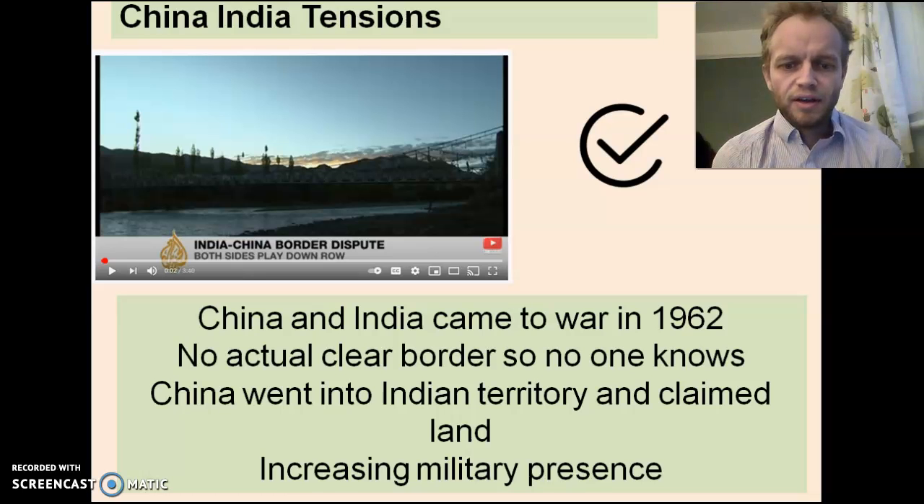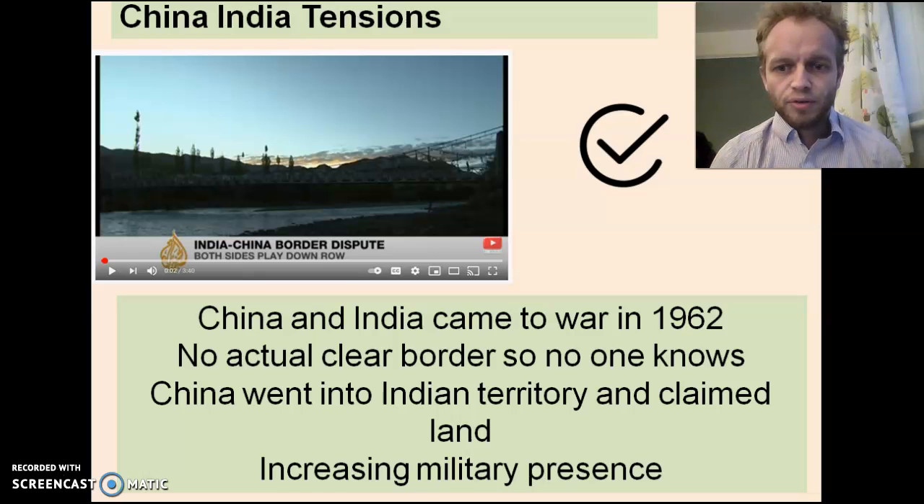And then the last thing is increased military presence. Just by having the army in those regions is going to make the other political group more nervous. So if there's a build-up of army in the region, the other country might say, okay, well, we need to build up our army in this region. And then it's a vicious cycle where there's an increase in military presence, and they're making each other nervous. So just check your answers, make sure you've got those things down in your books.